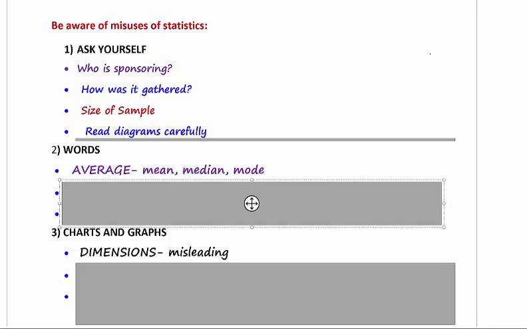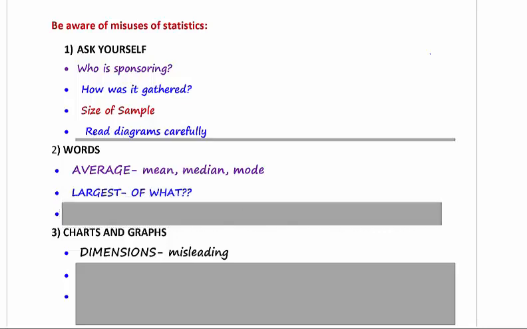So the word average can be used, and we think it is meaning one specific piece, but they could use one of these other forms and it would be to their advantage. The word largest.